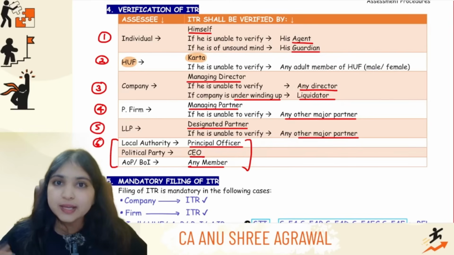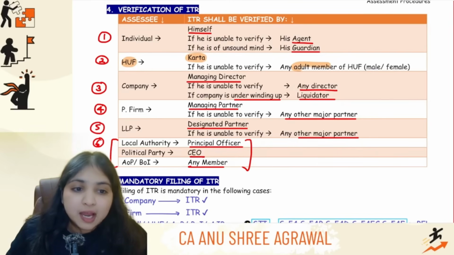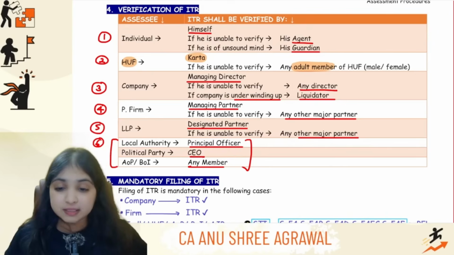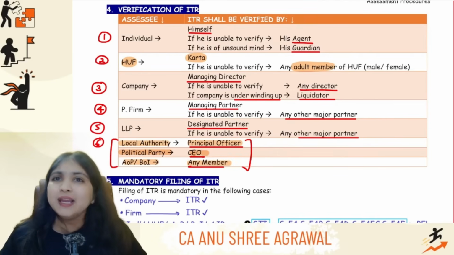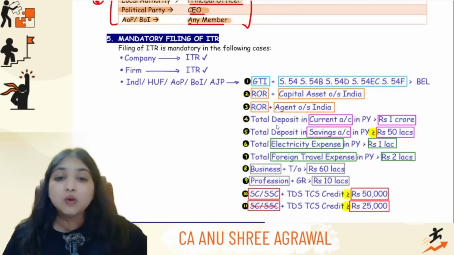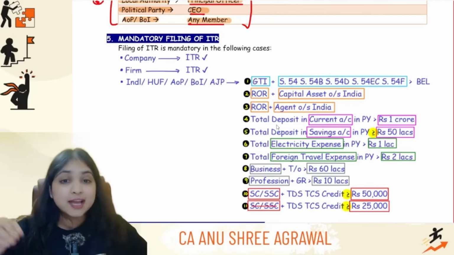HUF, the Karta will verify. If the Karta is unable to verify, any adult member can verify, male, female, doesn't matter. Then local authority, principal officer. Political party, CEO. AOP or BOI, any member can verify. Okay. Then in what situations does ITR have to be filed?